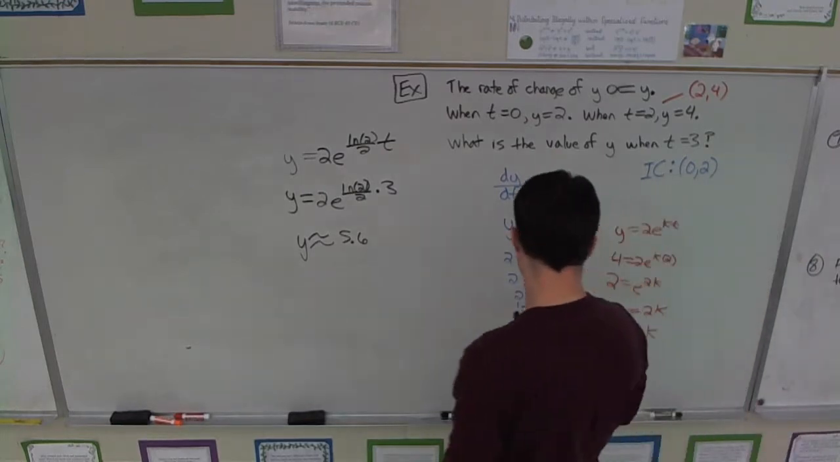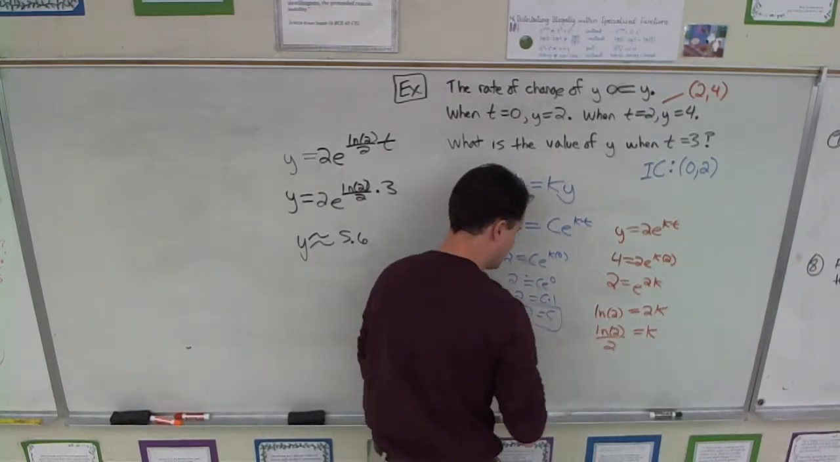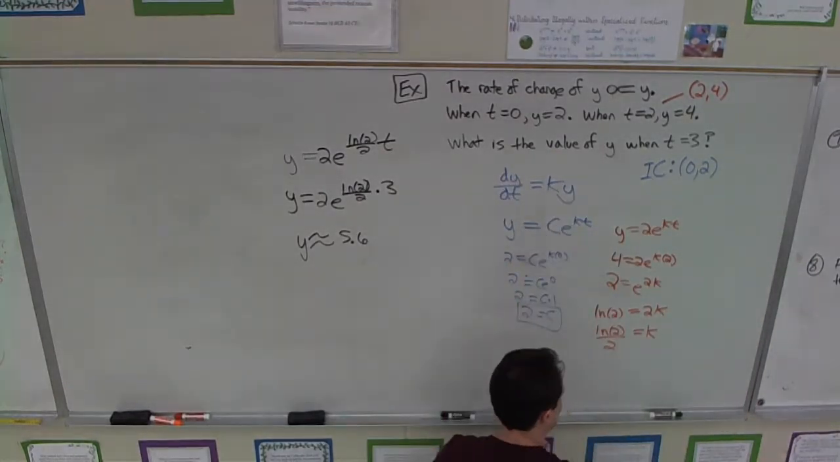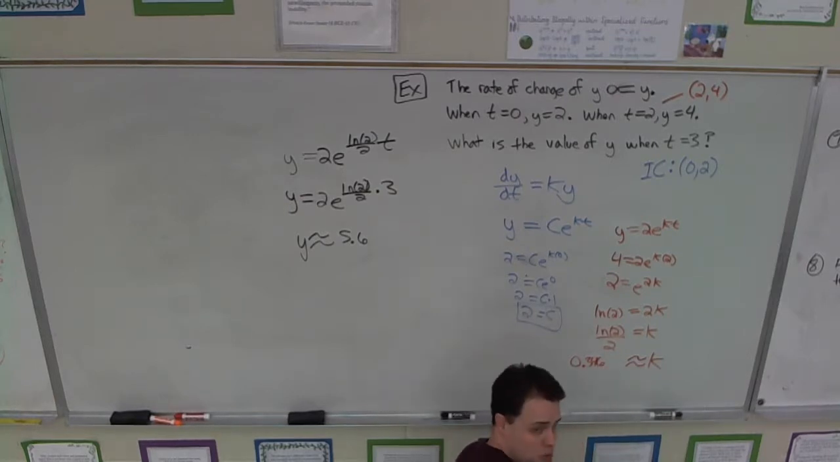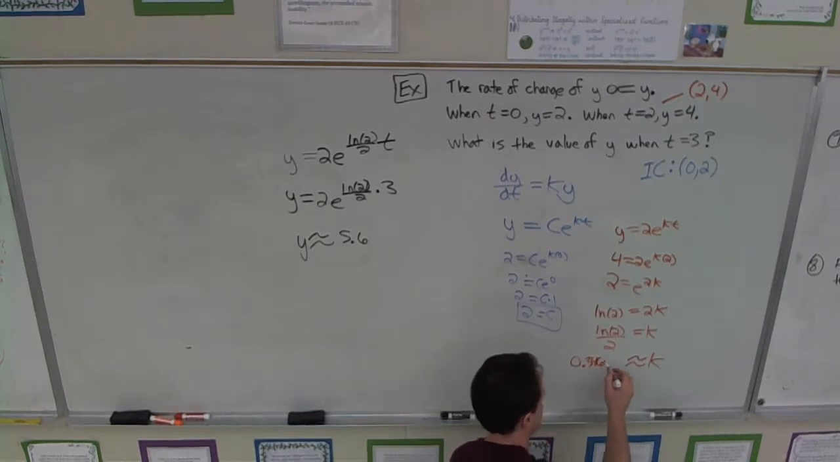I guess it depends on this. What is this guy? I guess I'll have to ask you guys. What is this? Is this more or less than 1? It's going to depend on that. Natural log of 2 over 2. What is it? 0.3465. Yep.